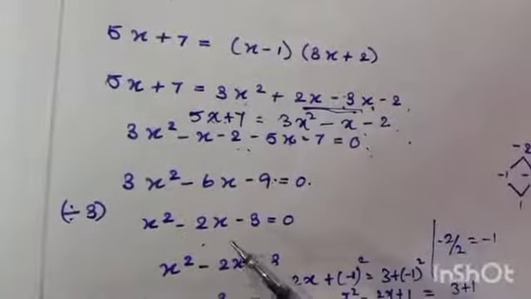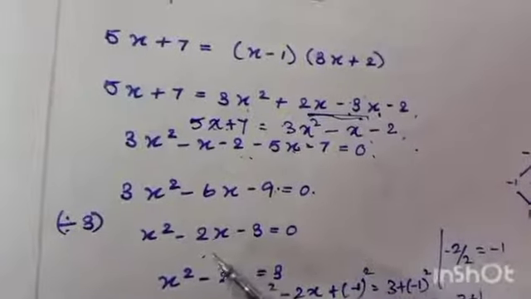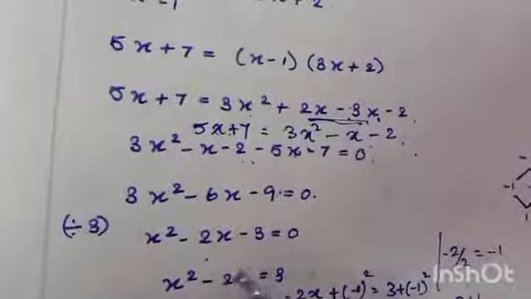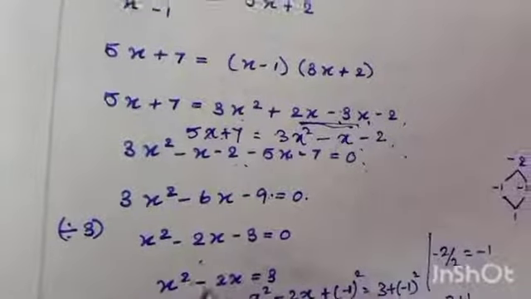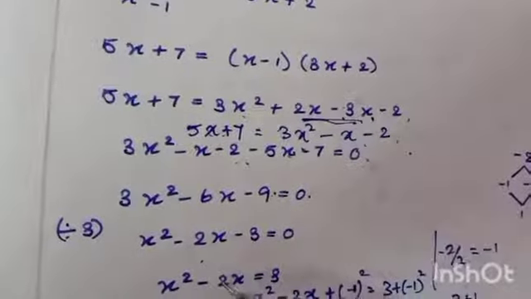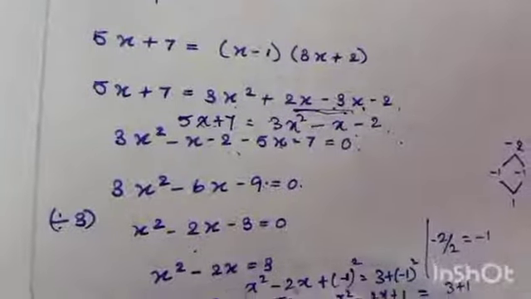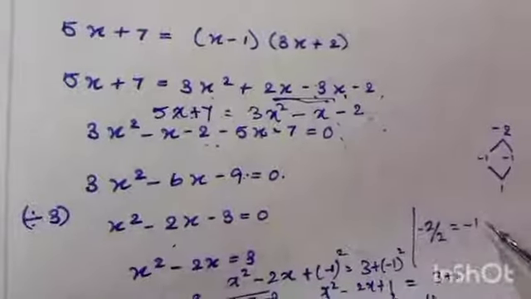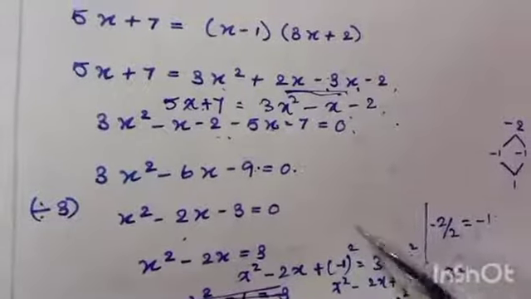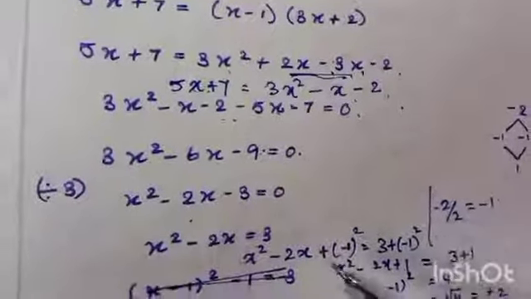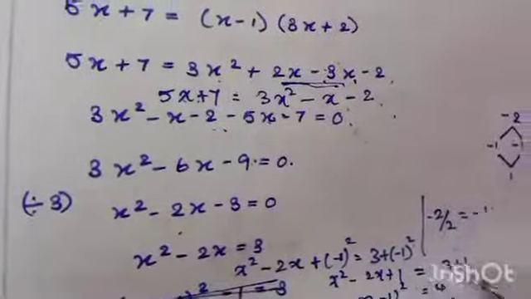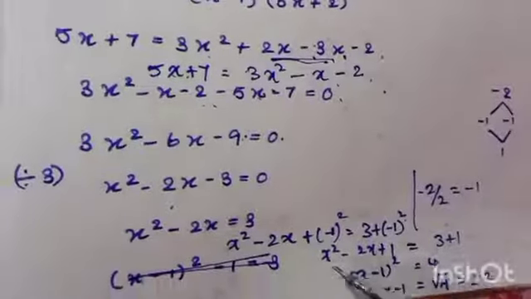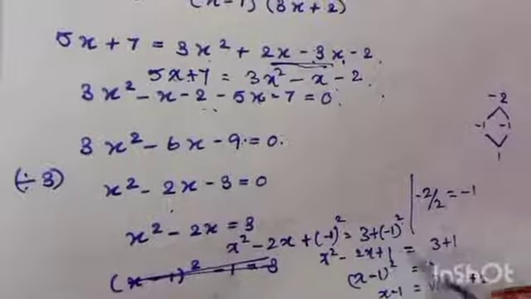Then we have to add to both sides the square of half of the coefficient of x. So that is x square minus 2x. For minus 2, what is the half value, divided by 2? Minus 1. So minus 1 whole square, both sides you have to add. So that is x square minus 2x plus 1 equal to 3 plus 1. So it is in the form x minus 1 whole square equal to 4.